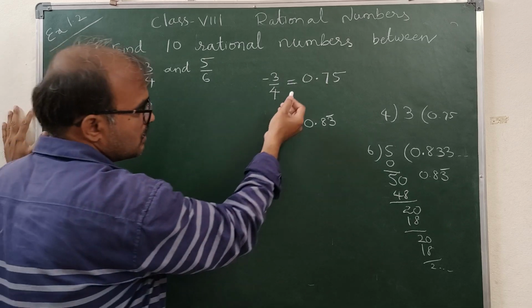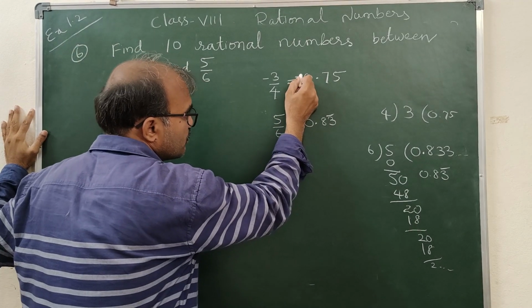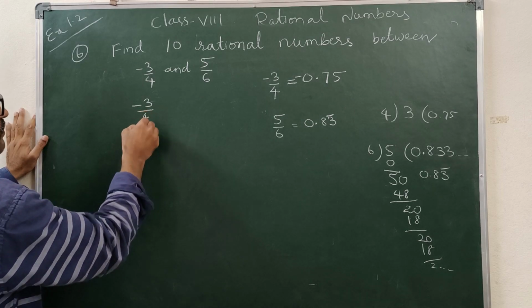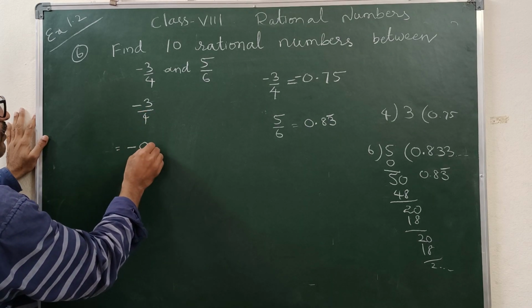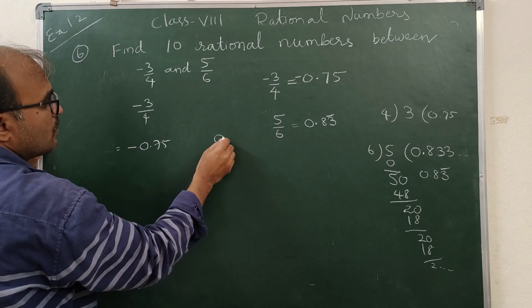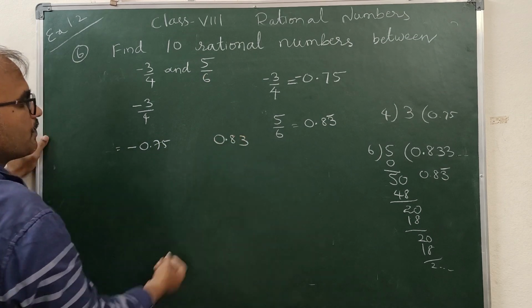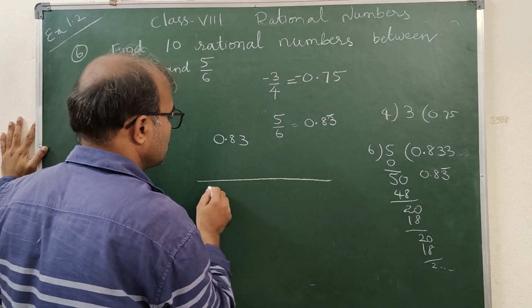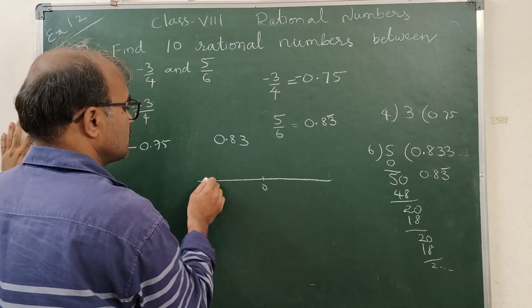Sorry, I have made a mistake here. Minus 3 by 4 is minus 0.75. Minus 3 by 4 is equal to minus 0.75. 5 by 6 is 0.83. If you write a number line also, this will be 0, this will be minus 1, this will be plus 1, right?